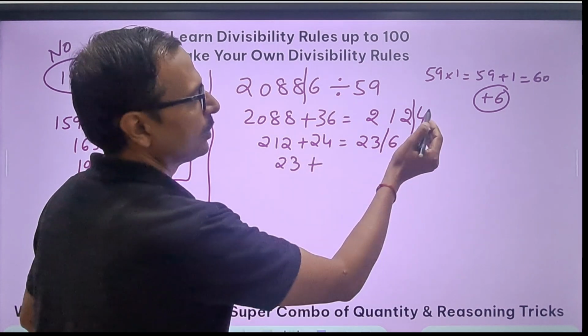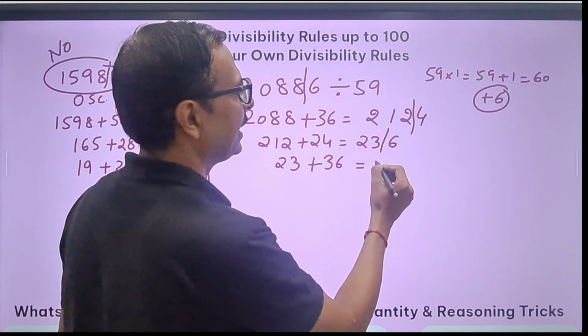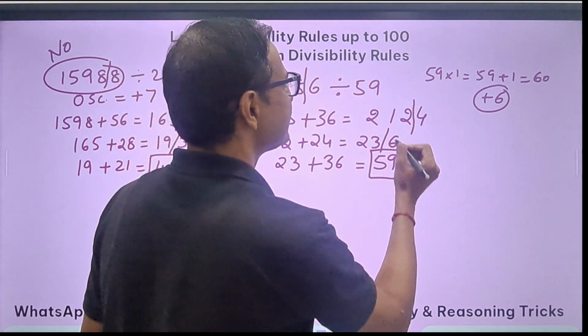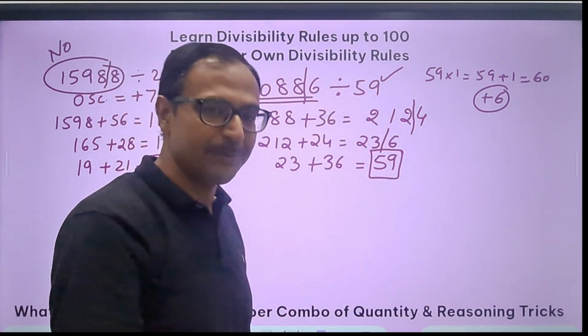Separate out once more. 23 plus 6 times 6, 36. And so we have what number? 59. And there we go. The number 59 itself was the divisor. And so the entire number is divisible by 59.